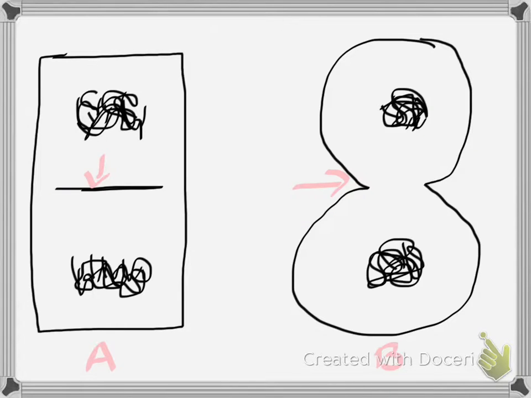Oh, look, I did drawings for you. Would A be plant or animal? Plant. B? Okay, and then what is this? Cell wall. Plate. And what is this? Cleavage furrow.